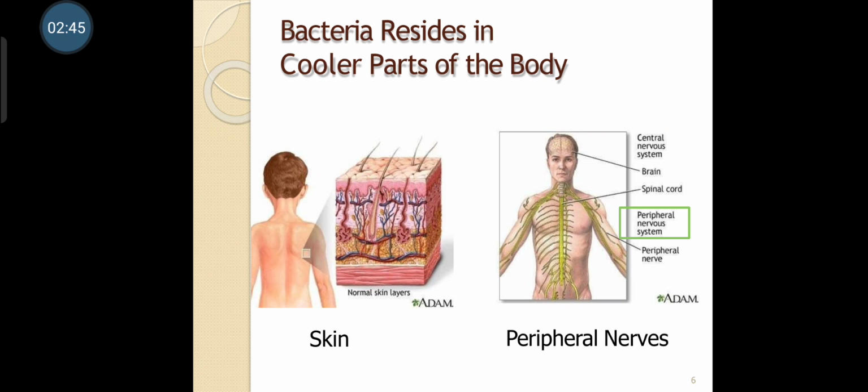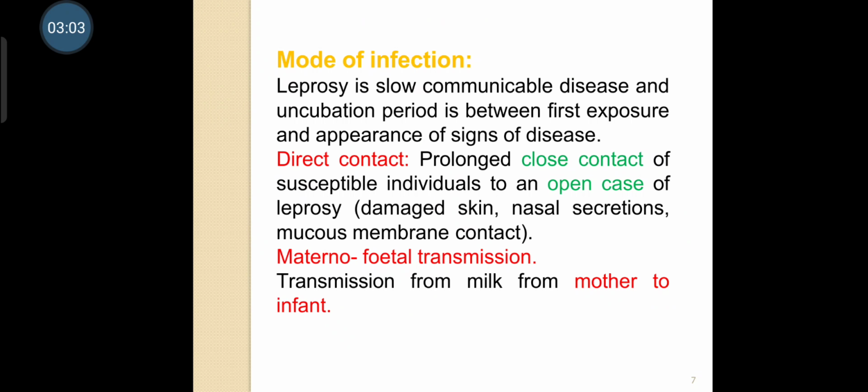The major organs affected by Hansen's disease or leprosy are the skin and peripheral nerves. Why? Because the bacteria reside in the cooler parts of the body. So it goes and resides in the skin and peripheral nerves.